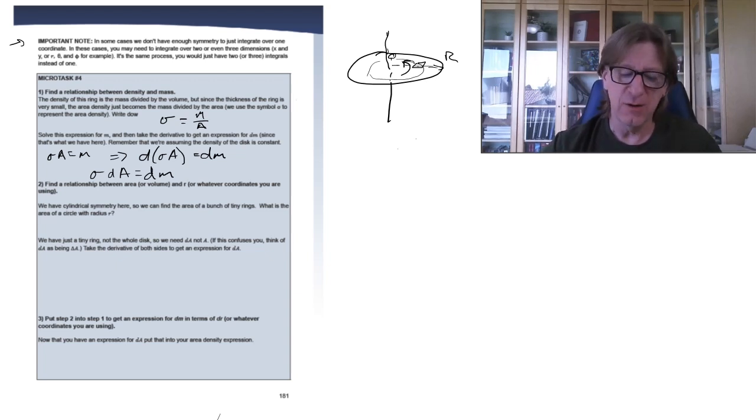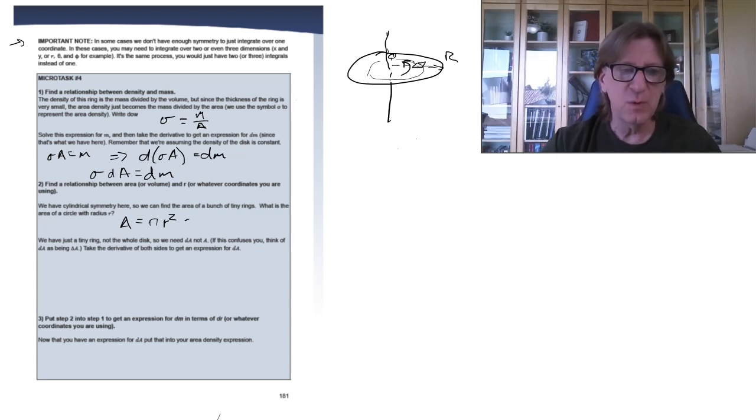What is the area of the circle? What is the formula for the area of a circle? Well, the area of a circle is going to be pi r squared. However, that would be for the entire disk. I only have this little bitty ring here, this dm that's gone all the way around.